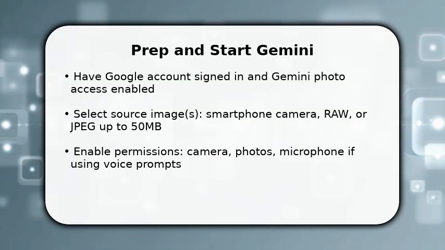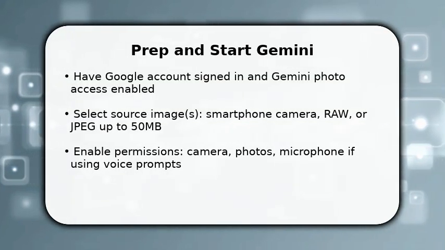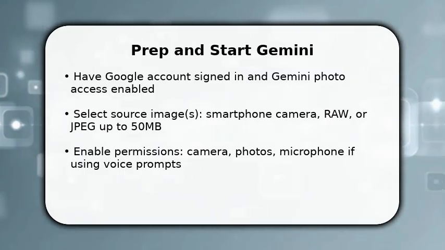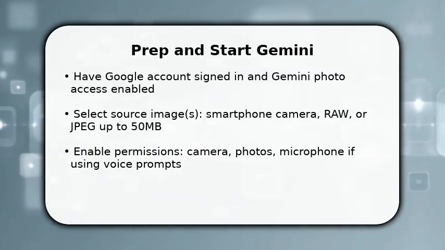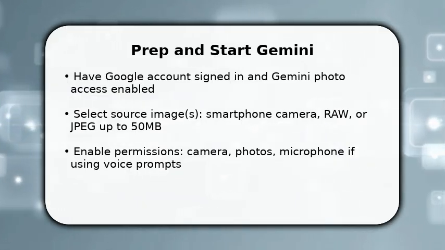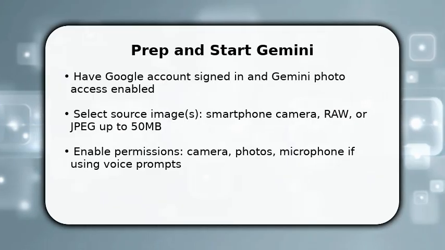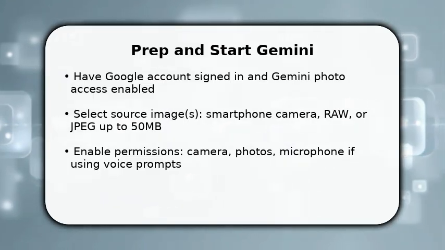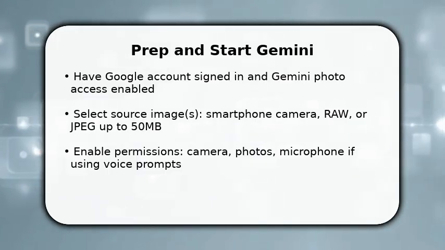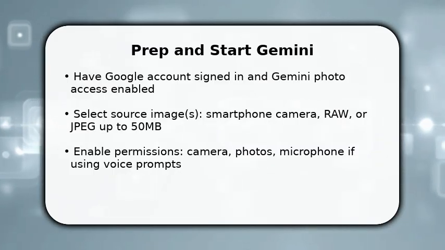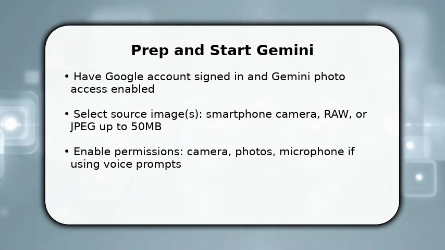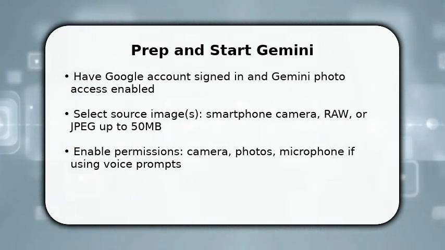You start by confirming access. Sign into the Google account tied to Gemini and enable photo features. Once done, pick your source image, a recent smartphone shot, or a RAW export for best detail. Make sure app permissions are granted for camera and photos. If you plan voice prompts, allow the microphone. Next, open Gemini Photo, tap Create or Edit, and import the selected file. This sequence reduces wasted conversions and preserves quality for the AI edits that follow.